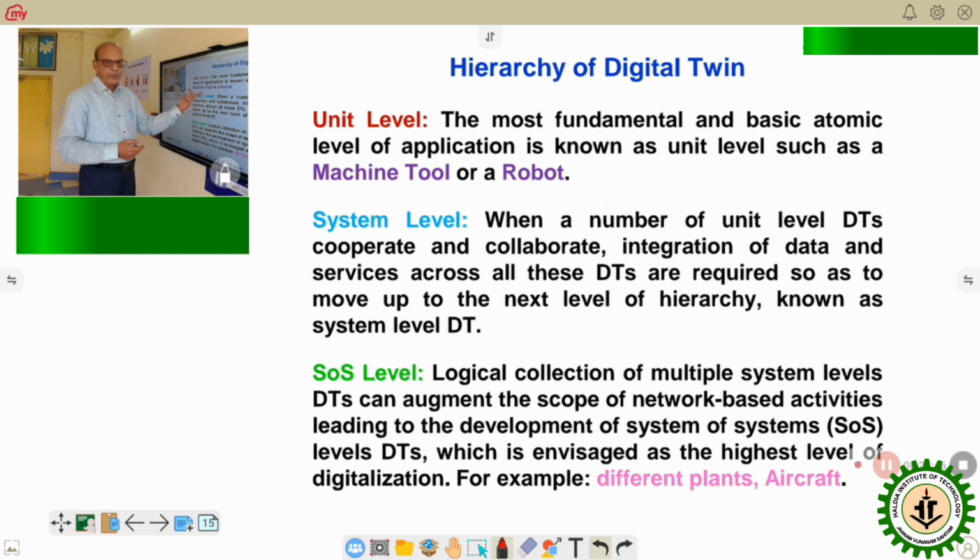So the agent-based approach is extremely important to realize DT at the system level. And when we go for more complex systems, such as an airport or different branches that need to be connected, when several system levels are logically connected to a network, then the capability can be augmented, leading to the development of system of systems level, which is considered the highest level of digital twin.